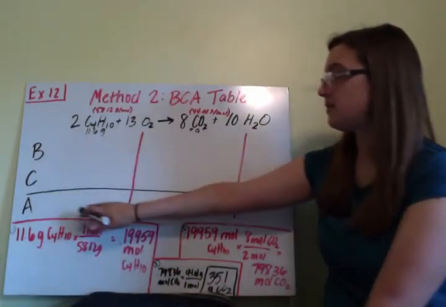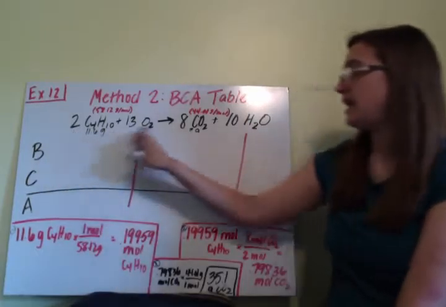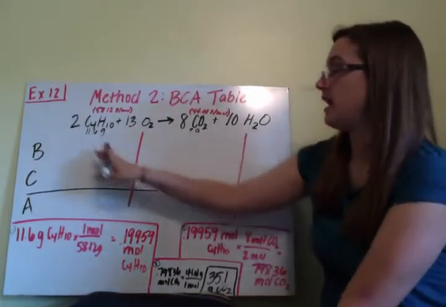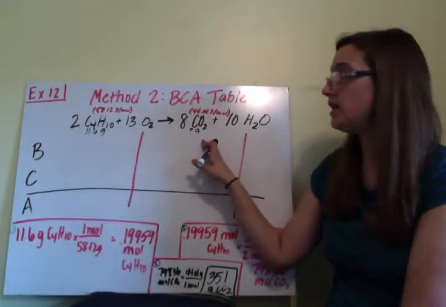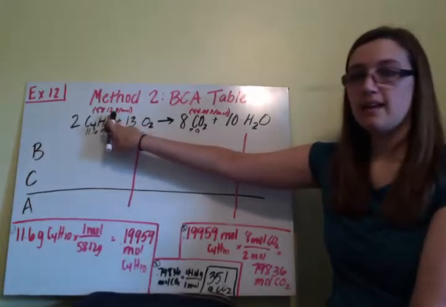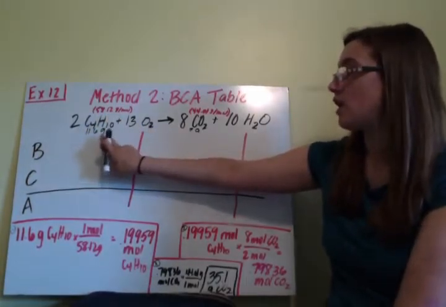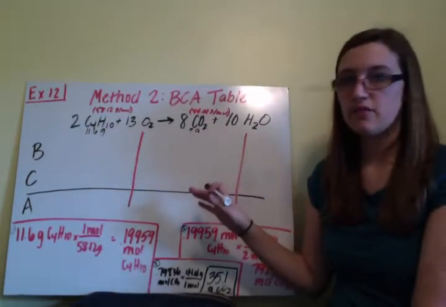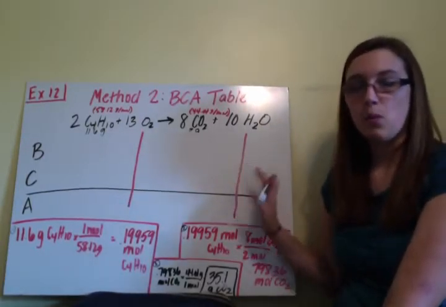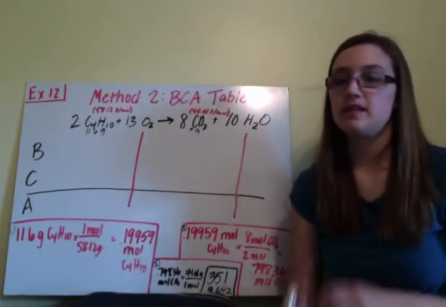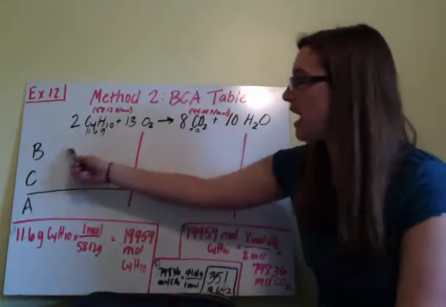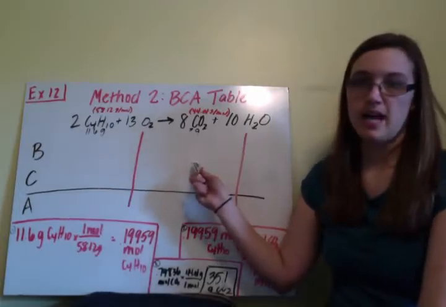So I set up the BCA table, and I have our written and our balanced chemical equation. Now notice, just like the last one, I did grams and I found the molar mass. Okay, so we have our given, we have our molar masses of everything. And what I did is I crossed out oxygen and water because the problem does not mention O2 or H2O anywhere. So what we have is just our butane and our carbon dioxide.